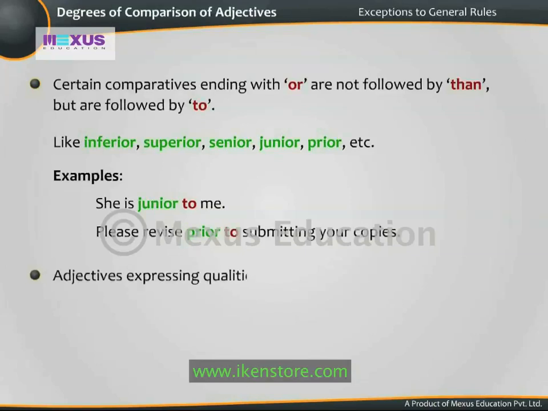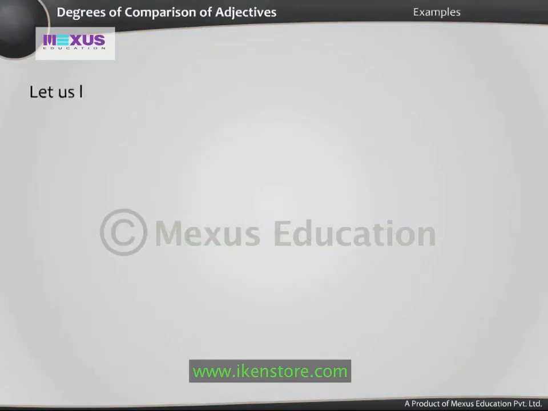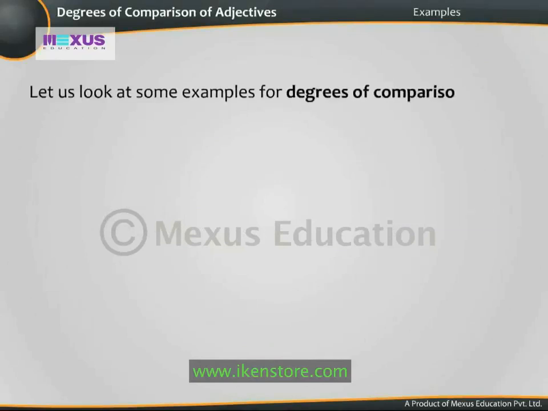Adjectives expressing qualities that do not admit of different degrees cannot be compared, like square, sphere, universal, eternal, etc. Let us look at some more examples of degrees of comparison of adjectives.